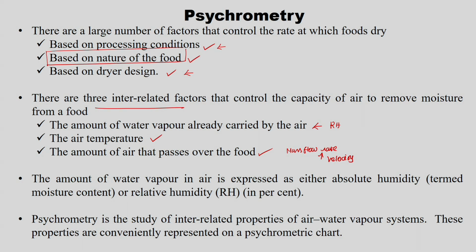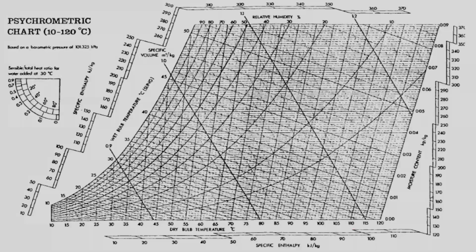The moment I talk about relative humidity, it is nothing but the amount of water vapor in air expressed as either absolute humidity, which is termed moisture content, or relative humidity, which is measured in percentage. This will be given in kg of water vapor per kg of air. And psychrometry is the study of interrelated properties of the air, water, vapor system, and these properties are conveniently represented as a psychrometric chart. Okay. So, that we are going to see.